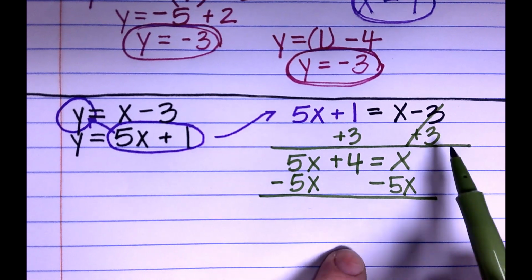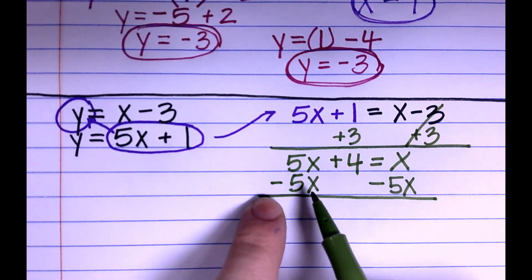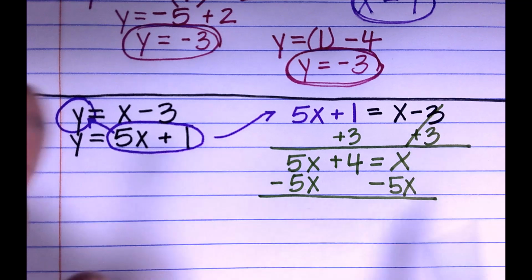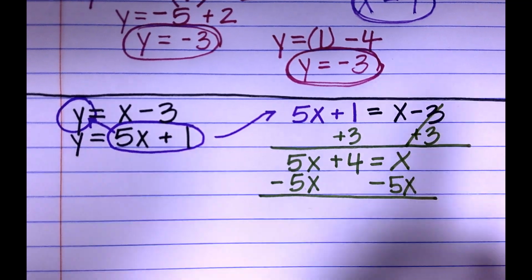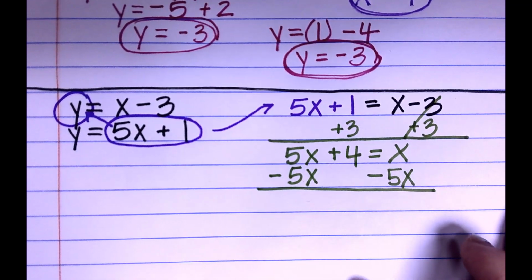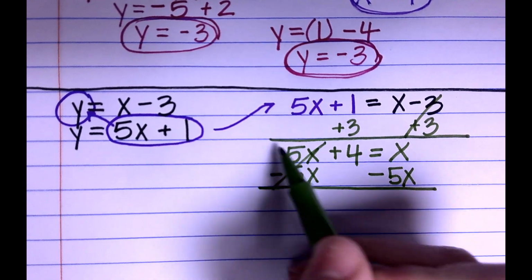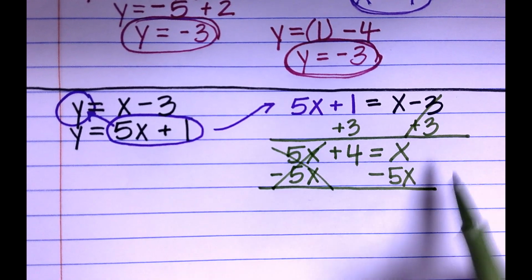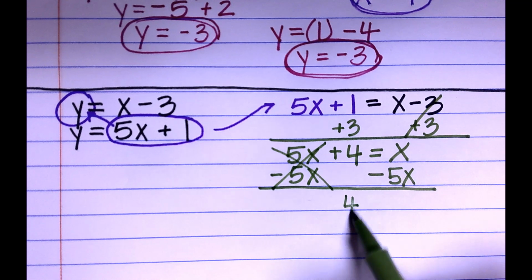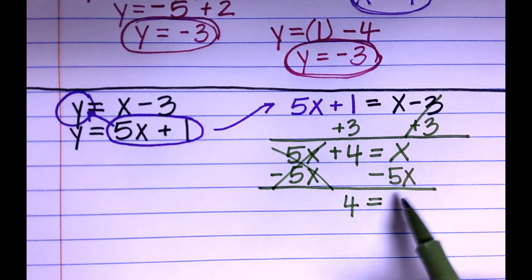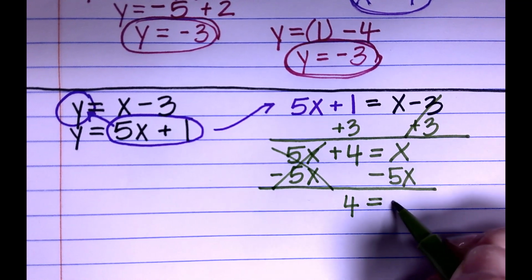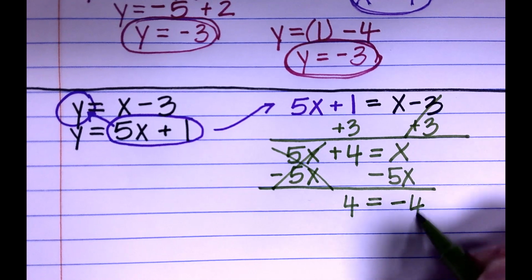I didn't have to add 3 first. I didn't have to subtract 5x. We could have done things in a different order. As long as we do it evenly, we will get the same answer. So I subtracted 5x from both sides. Those cancel. I'll bring down my 4 equals, and what is x minus 5x? Good, negative 4x.